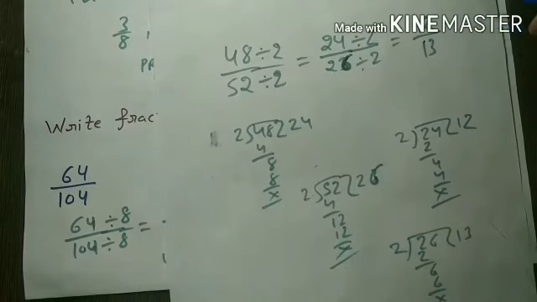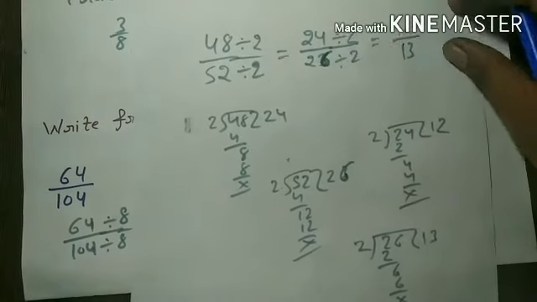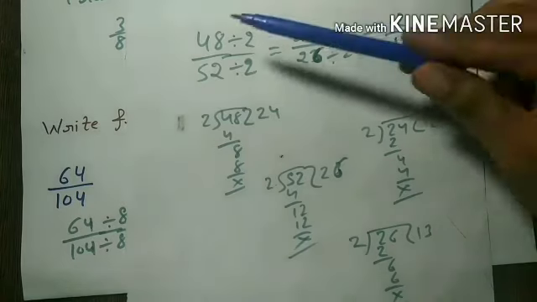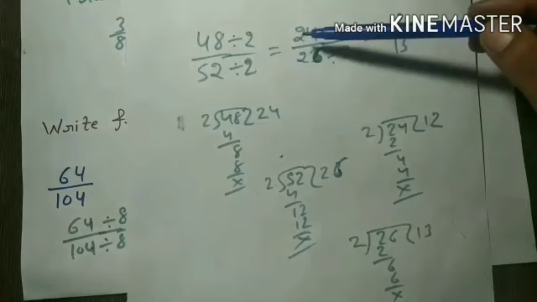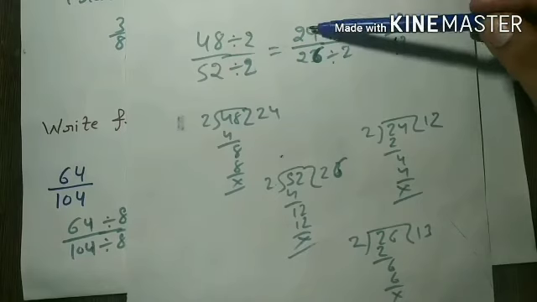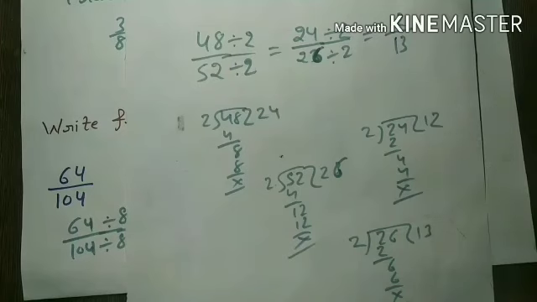So this is the second method you can adopt, which you find easy. Now you can watch this process which I have adopted in the second question. Firstly, I divide 48 and 52 by 2. The answers are 24 and 26. You can see the rough work here. And after that I divide 24 and 26 by 2. Here you can see the rough work is there. Division is there. And the answers are 12 and 13.